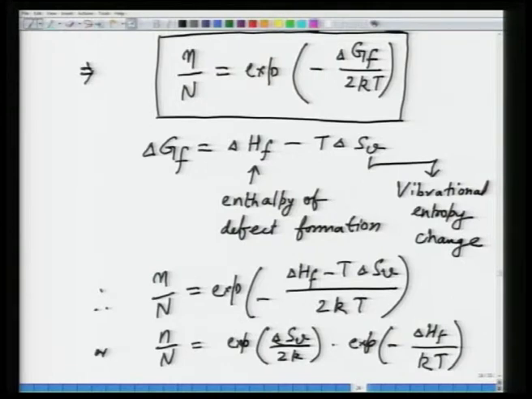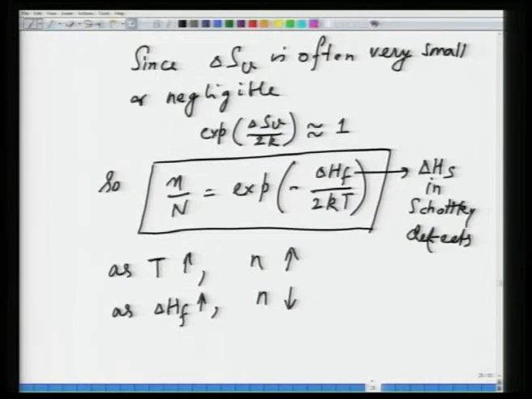It is an exponential dependence on the free energy expense and temperature, and it comes out to be delta HF in the case of Frenkel defect, and it could be delta HS in case of Schottky defects. So naturally, as you see, as delta HF increases, which means as the energy expense of formation per pair of defects increases, then the number of defects goes down, and as the temperature increases, the number of defects goes up.